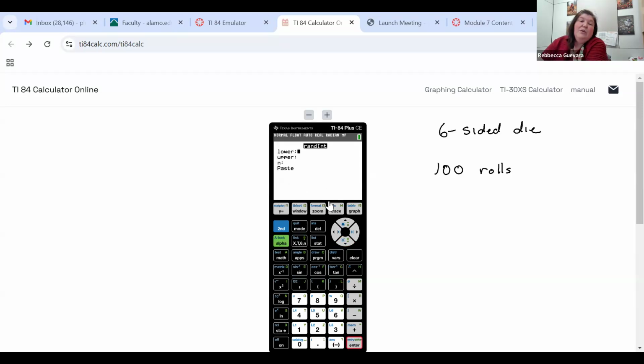So we enter that. If we talk about a 6-sided die, the lowest possible number I can get is a 1. This is random integers, by the way. The largest number I can get rolling a 6-sided die is a 6. So I put low 1, upper 6. N is the number of times I'm going to conduct this experiment. This is going to randomly give me integers between 1 and 6. As we see, it gives me my whole list of numbers here.